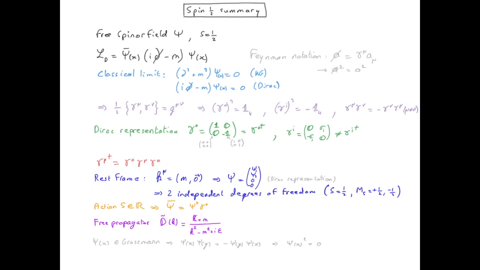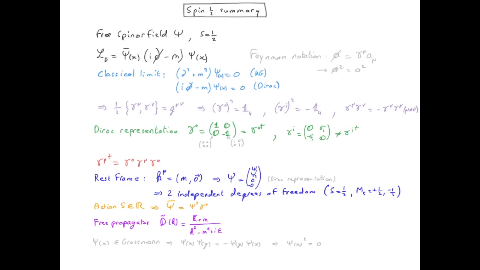By going into the rest frame of reference for a massive fermion, where k mu is just equal to the mass for the time-like component and 0 for the momentum, we found that psi has only 2 degrees of freedom. And when we are in the Dirac representation, these two non-zero components for the spinor at rest will be psi 1, psi 2 on the top part of the spinor. So we have 2 independent degrees of freedom, which is compatible with spin 1/2. Indeed, we have 2 projections of the spin along an axis, plus 1/2 or minus 1/2, for spin up and spin down.